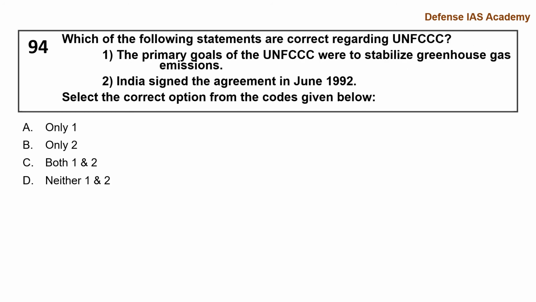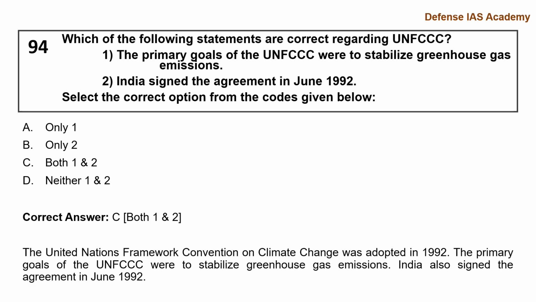Next question 94. Which of the following statements are correct regarding UNFCCC? 1. The primary goal of UNFCCC were to stabilize greenhouse gas emission. 2. India signed the agreement in June 1992. Select the correct option from the codes given below. The correct answer is option C, both 1 and 2. The United Nations Framework Convention on Climate Change, which is UNFCCC, was adopted in the year 1992. The primary goal of UNFCCC were to stabilize greenhouse gas emissions. India also signed the agreement in June 1992.